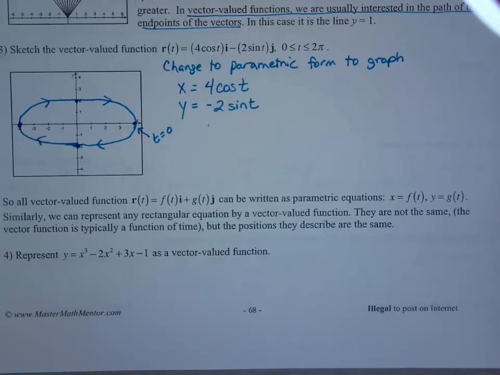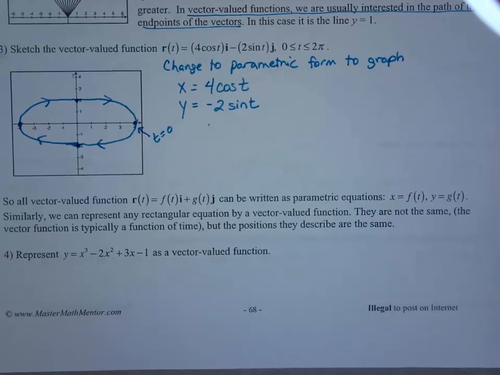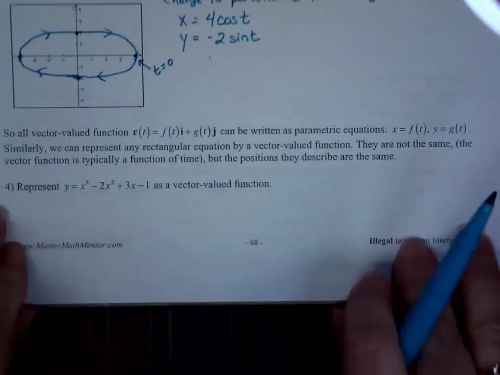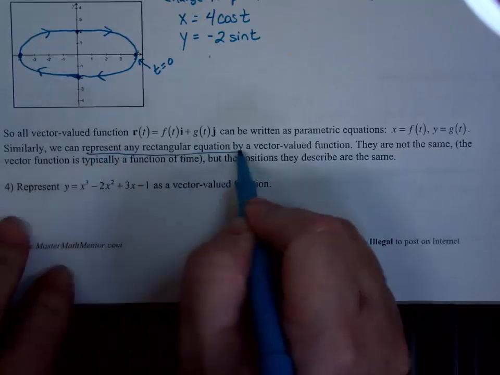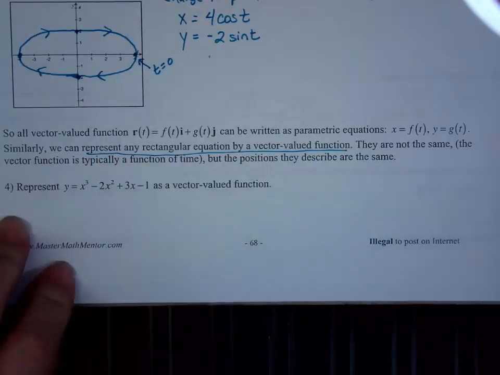The reason we do parametric, polar, and vector all at the same time is because they all kind of mix together. We changed parametrics to polars. We changed polars to vectors. We changed polar to rectangular. Rectangular is the old-fashioned way we've been graphing. Now we're going to talk about changing rectangular to parametric and then to vector valued. So you can represent any rectangular equation by a vector valued function. You can turn any one of these regular y equals x equations into a vector valued function, and we're going to talk about how to do that.